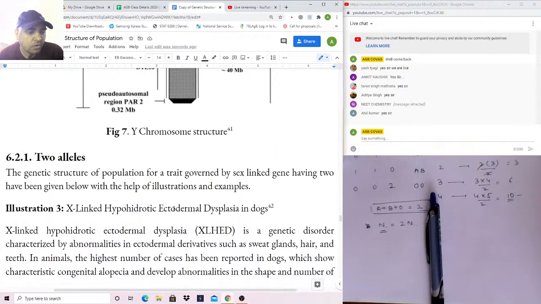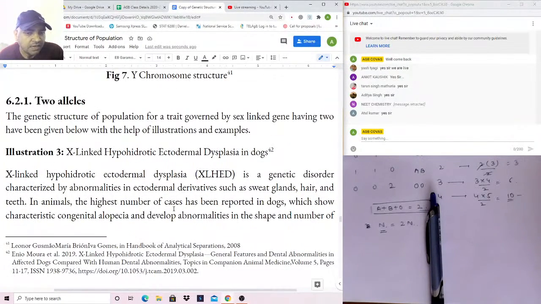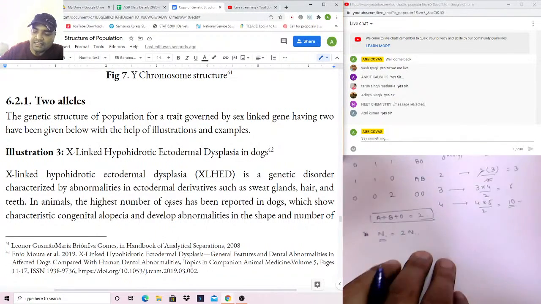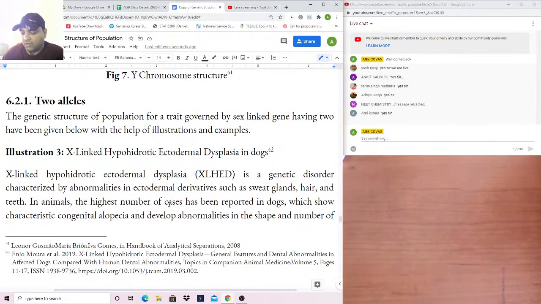Now we will try to understand how the allelic and genotypic frequencies in the case of sex-linked genes or allosomal loci can be determined.